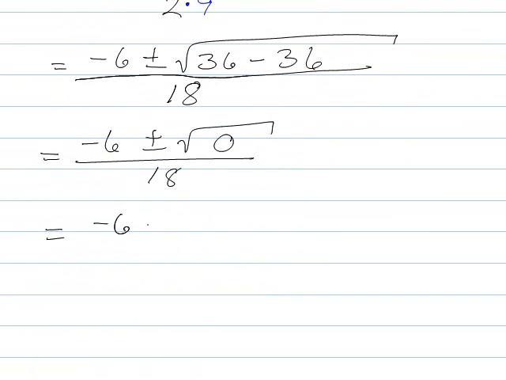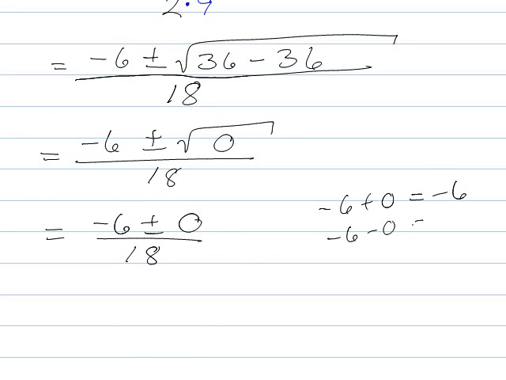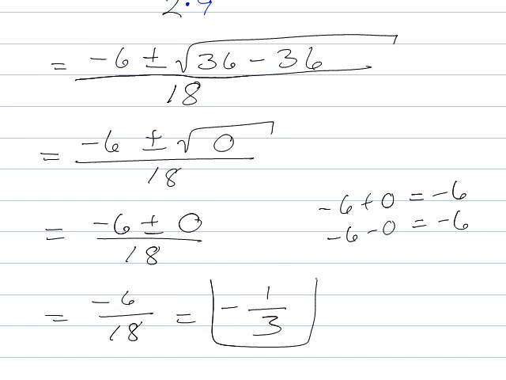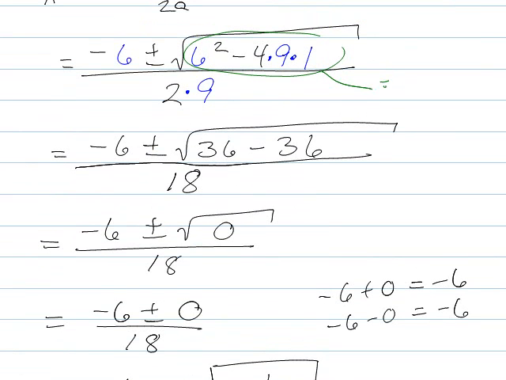Square root of 0 is 0 over 18. Negative 6 plus 0 is negative 6. Negative 6 minus 0 is negative 6. So that goes away. Negative 6 over 18 gives me negative 1/3. So something happened here, right? Normally I have 2 answers, but this time I had 1 answer. I had 1 answer because this thing under here, oops, you can't see that, this thing under here equals 0. So I only had 1 answer.